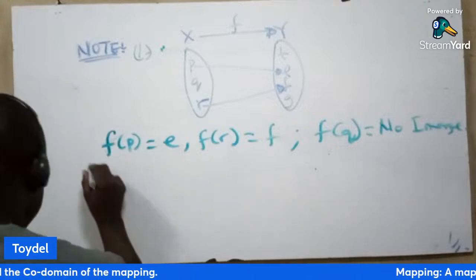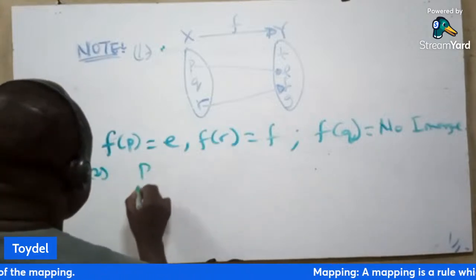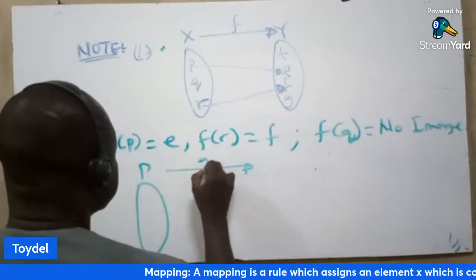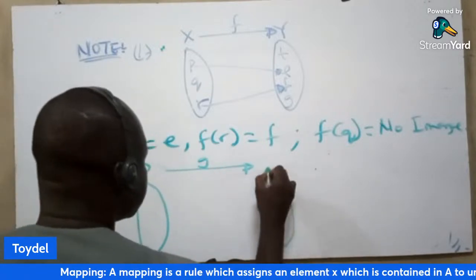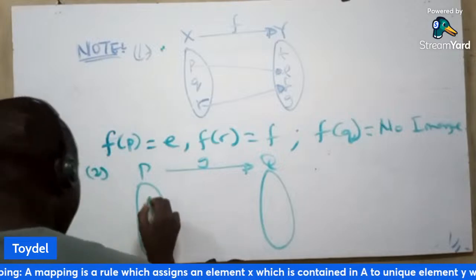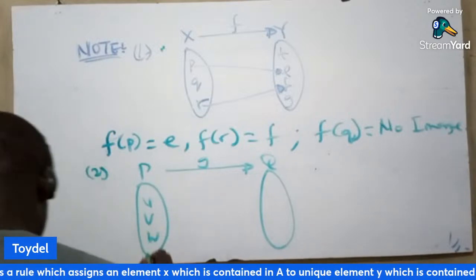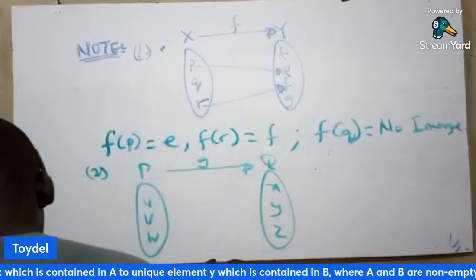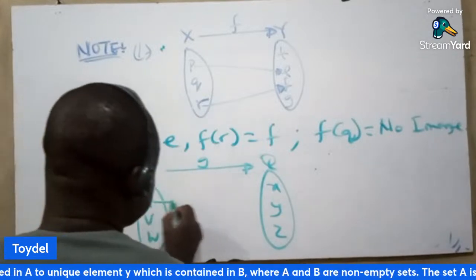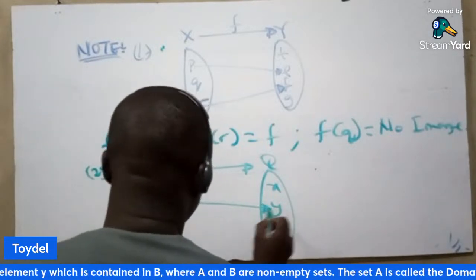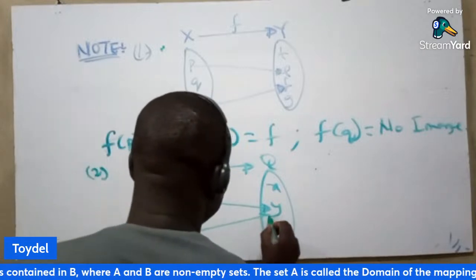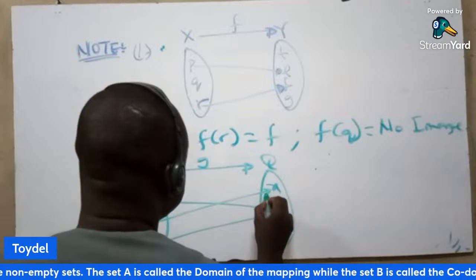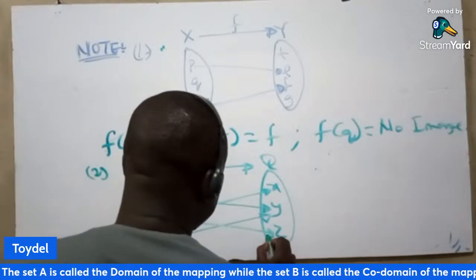The second one that we should take note of is when we have set P to, let's call the relation G. We can call it anything. Set P to Q. So if you have, let's say, elements U, V, W here, then we have elements X, Y, Z here. So in this case now, let's say U has image W, Y. W also has this image. Then V has two images here.